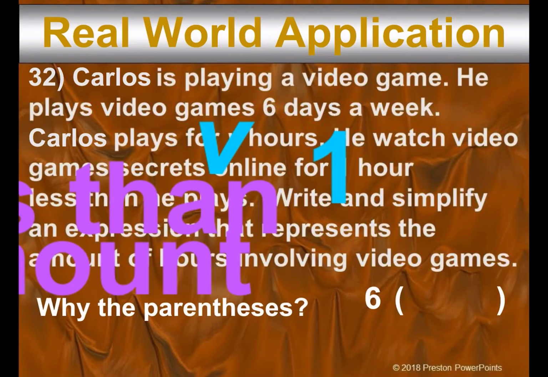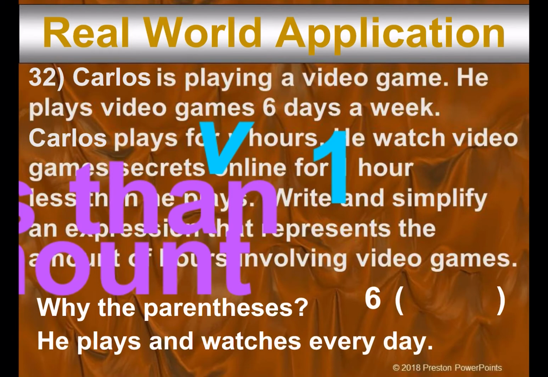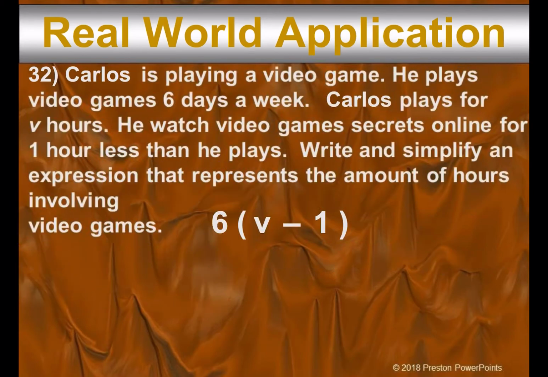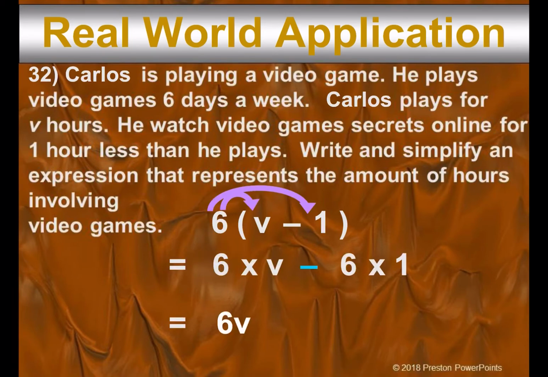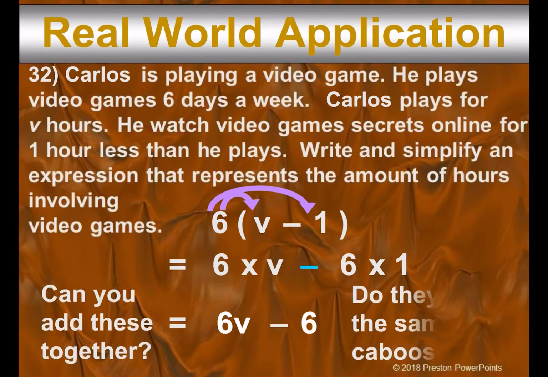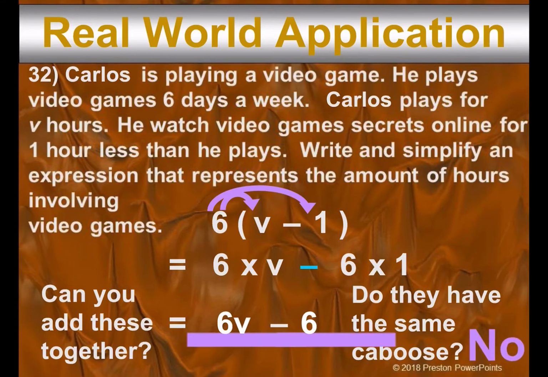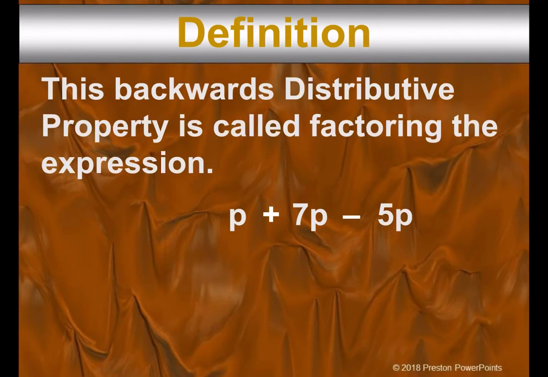So let's see. Why the parentheses? He plays and watches every day, so 6 days a week. The 6 represents the 6 days a week, and he plays V hours of video games, and then subtract 1 hour less than he plays. So now we have the 6 and then V subtract 1. So 6 times V is 6V, and 6 times 1 is 6. So 6V subtract 6. Can we add those together? Do they have the same caboose? No, so we can't add those together. So we're just going to have 6V subtract 6.